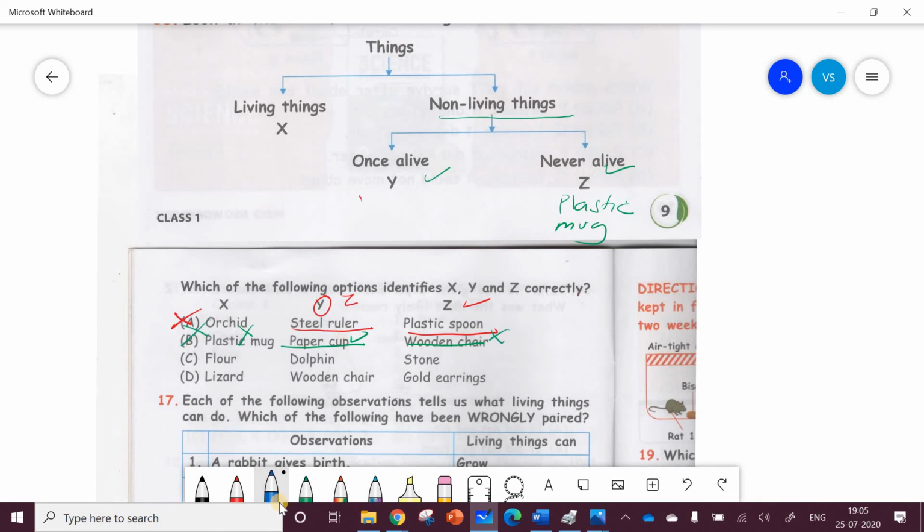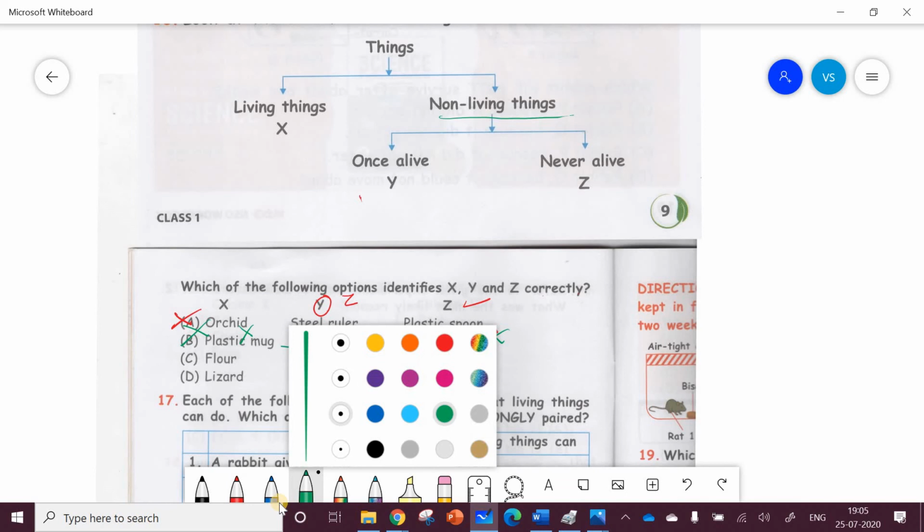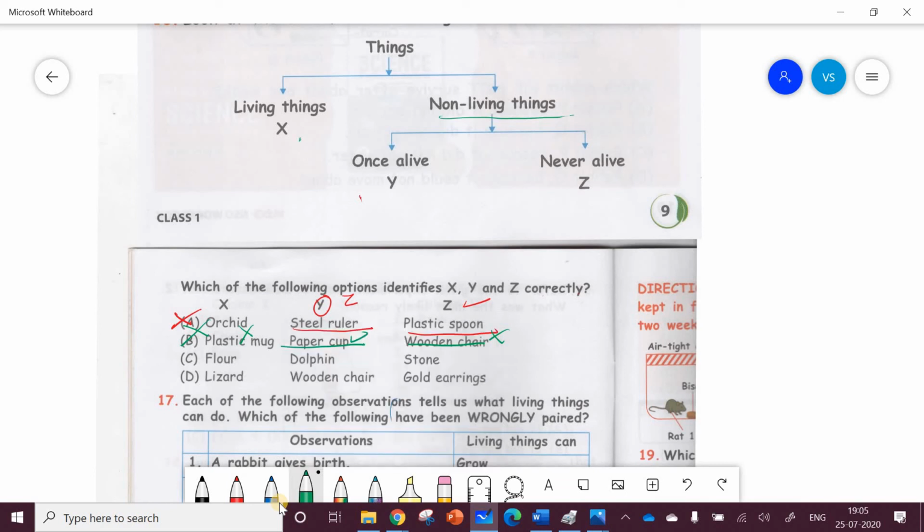Let's see the next option. C. Flour. Flour means atta. We eat flour. Atta comes from plants. So again, flour they have put in the X category. Is the atta we are making a living thing? No. But flour is coming from where? From plants. So should it be in the Y category or Z category? Y. Perfect. It should be in Y. So anyway, they have written this wrong here.